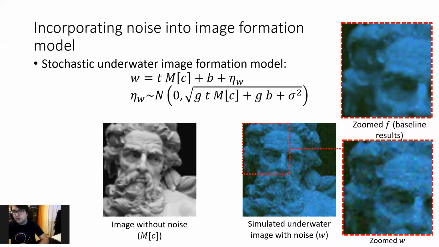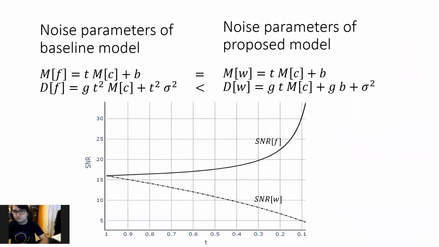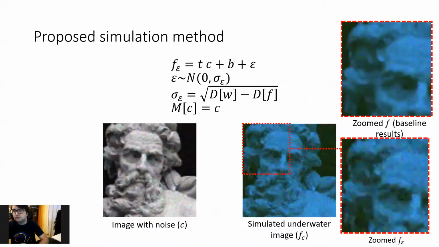On the zoomed images, one can clearly see that the noise level of the image simulated according to the proposed stochastic model is higher than the noise level of the image simulated by the baseline method. On this slide, we show that according to our model, the signal-to-noise ratio of the underwater image decreases with decreasing transmission. But the signal-to-noise ratio of the image simulated by the baseline method is increased, which contradicts our model.